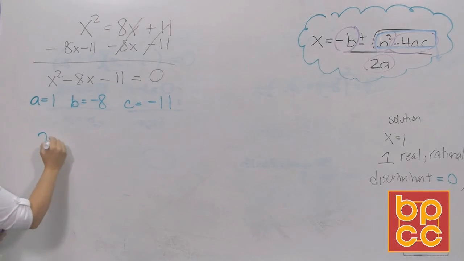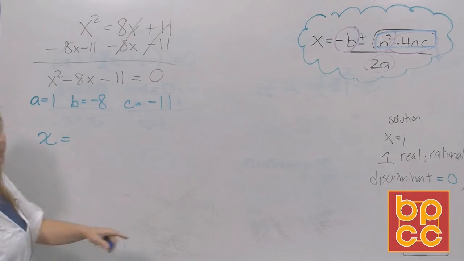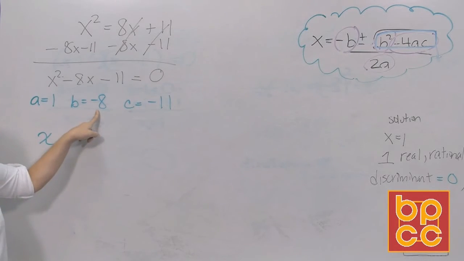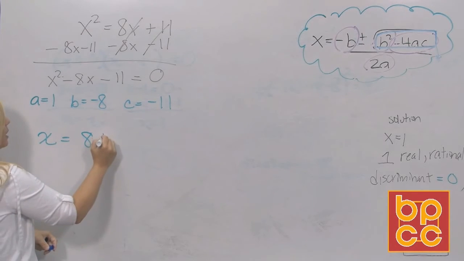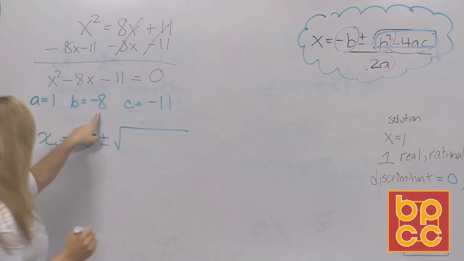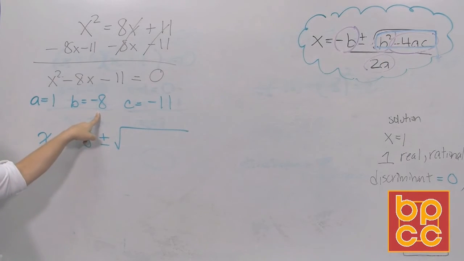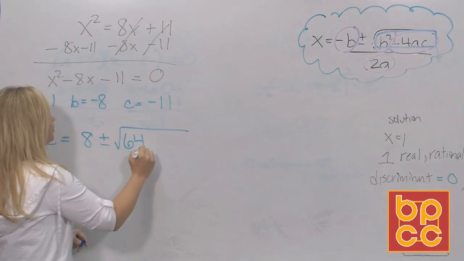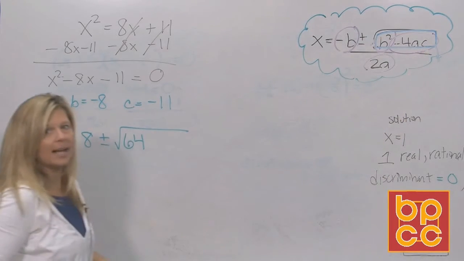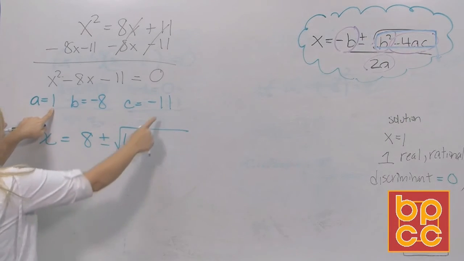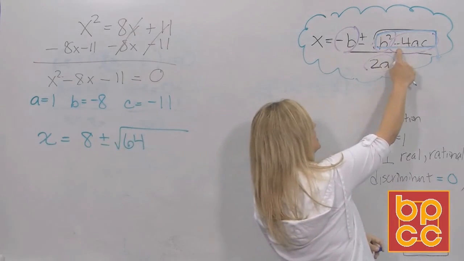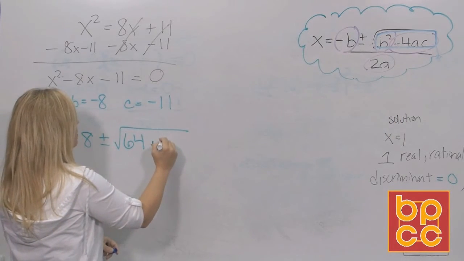Now we're going to fill in the formula. We're going to sing x equals negative B. Negative B means the opposite of B. If that says negative 8, the opposite would be positive 8. Plus or minus the square root of B squared. Take your B, negative 8, and square it. Negative 8 times negative 8 is 64. The third part, negative 4AC, is all connected by multiplication. So I'm going to multiply A and C: 1 times negative 11 is negative 11. Then I multiply by negative 4, and a negative times a negative is a positive 44.